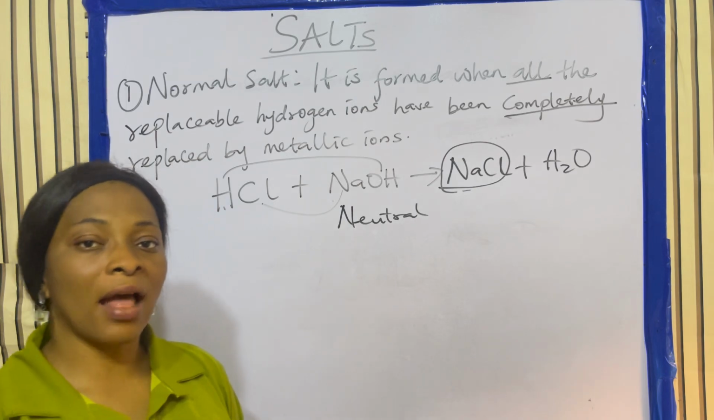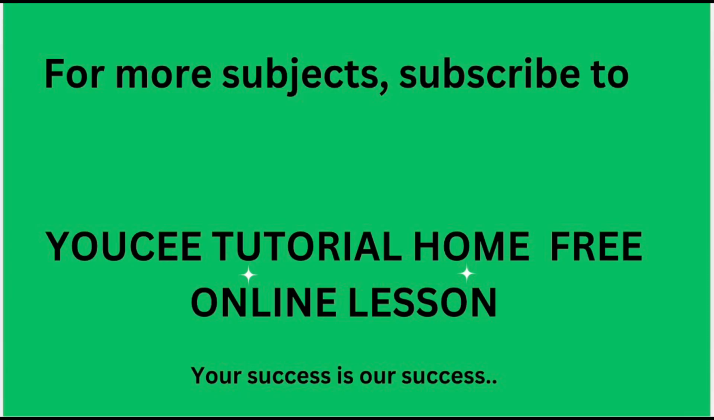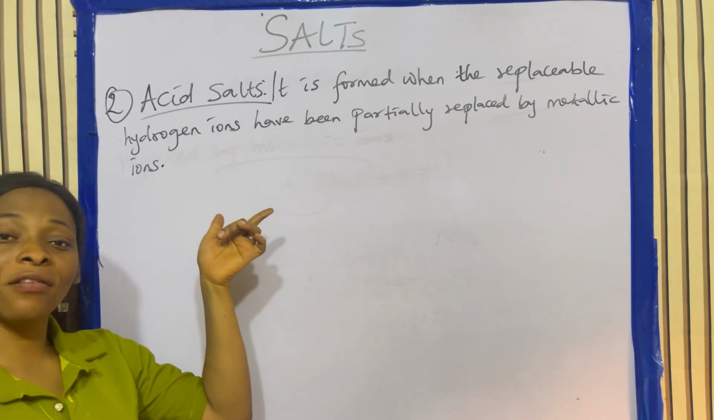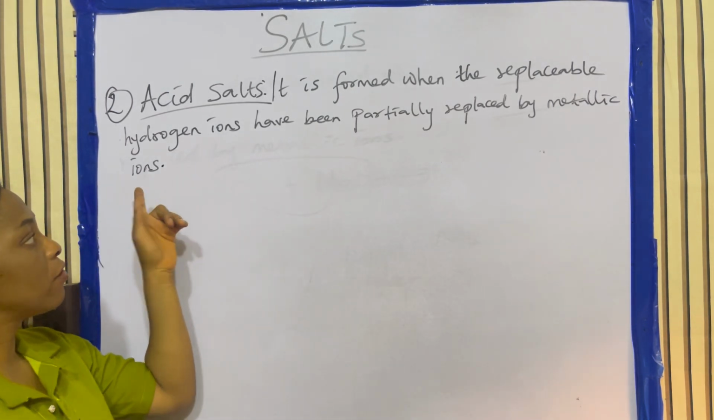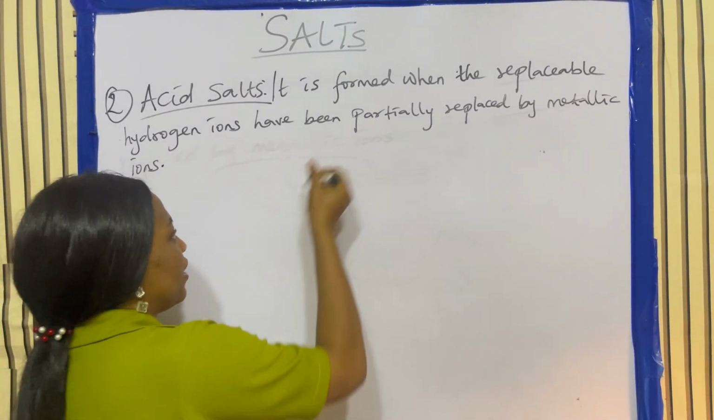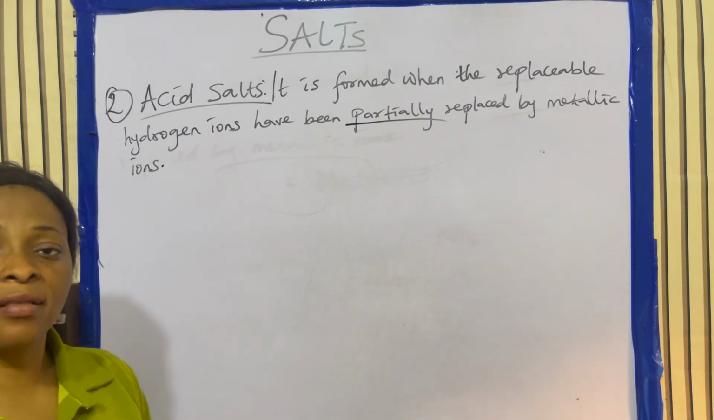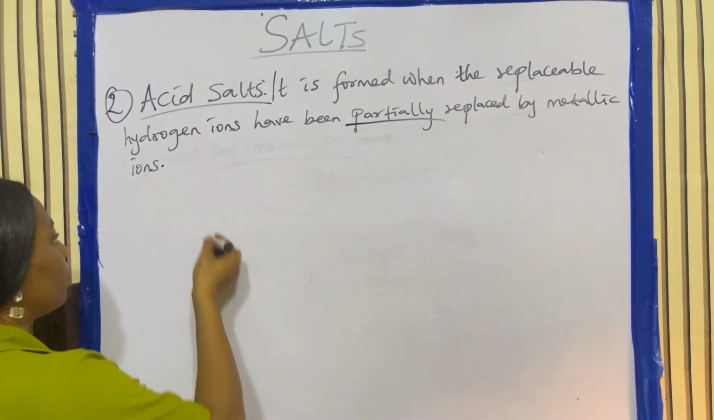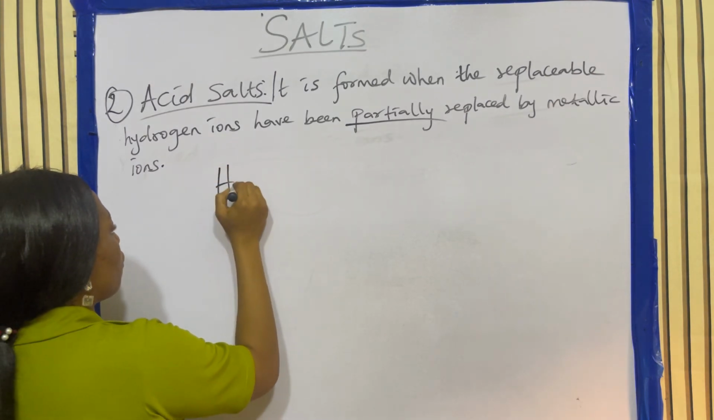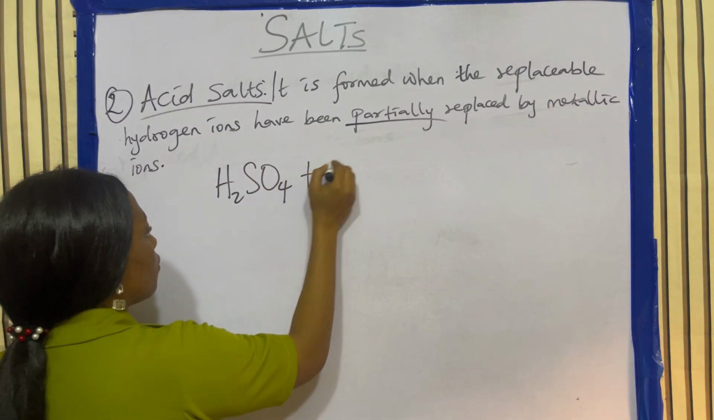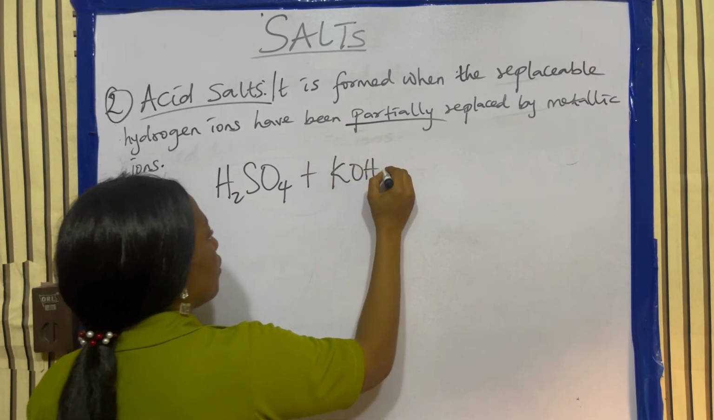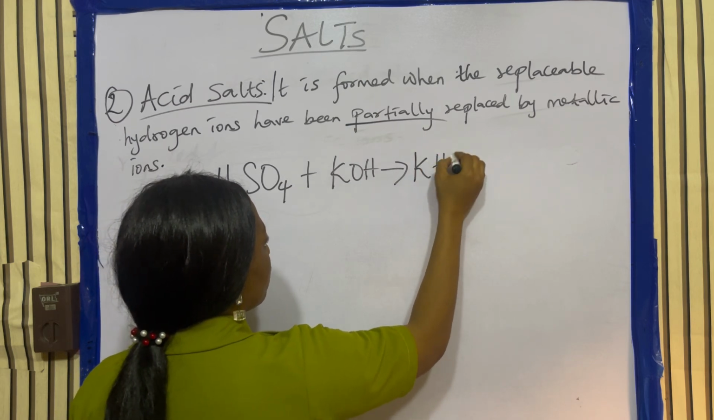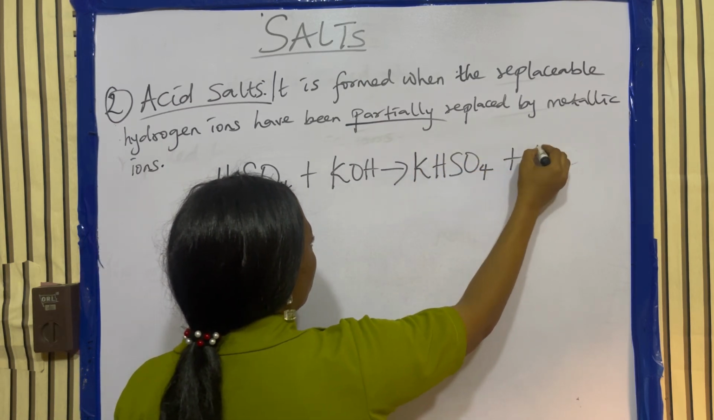Let's look at acid salts. Acid salt is formed when the replaceable hydrogen ions have been partially replaced by metallic ions. For example, let's say you have tetraoxosulfate 6 acid plus potassium hydroxide. That will give us potassium hydrogen tetraoxosulfate 6 plus water.